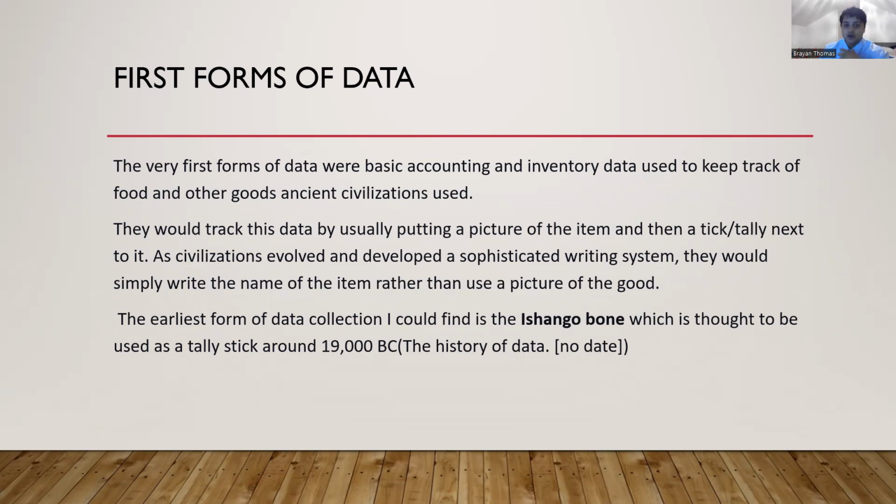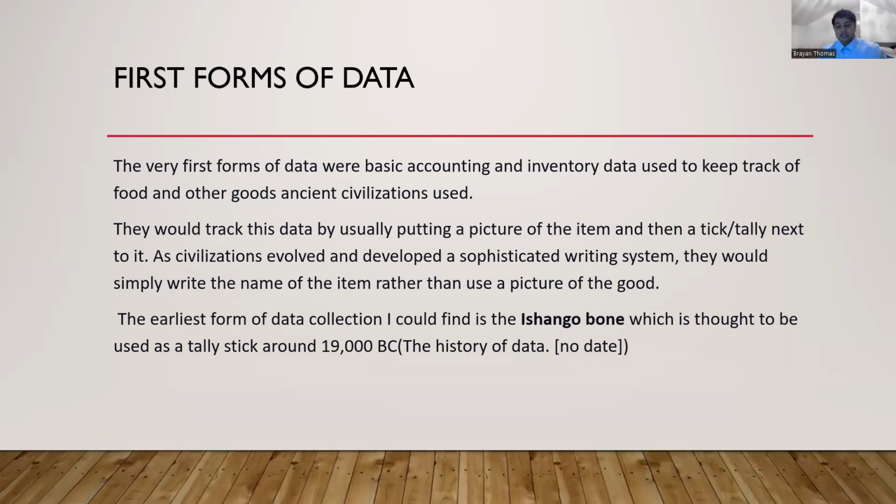As civilizations evolved, they would simply use a symbol instead of the picture of the animal, and after that, they would start writing the actual name of the animal. The earliest example of data collection I can find is the Ishango bone, which was used as a tally stick around 90,000 BC, and this was essentially a baboon bone that they used as a tally stick.